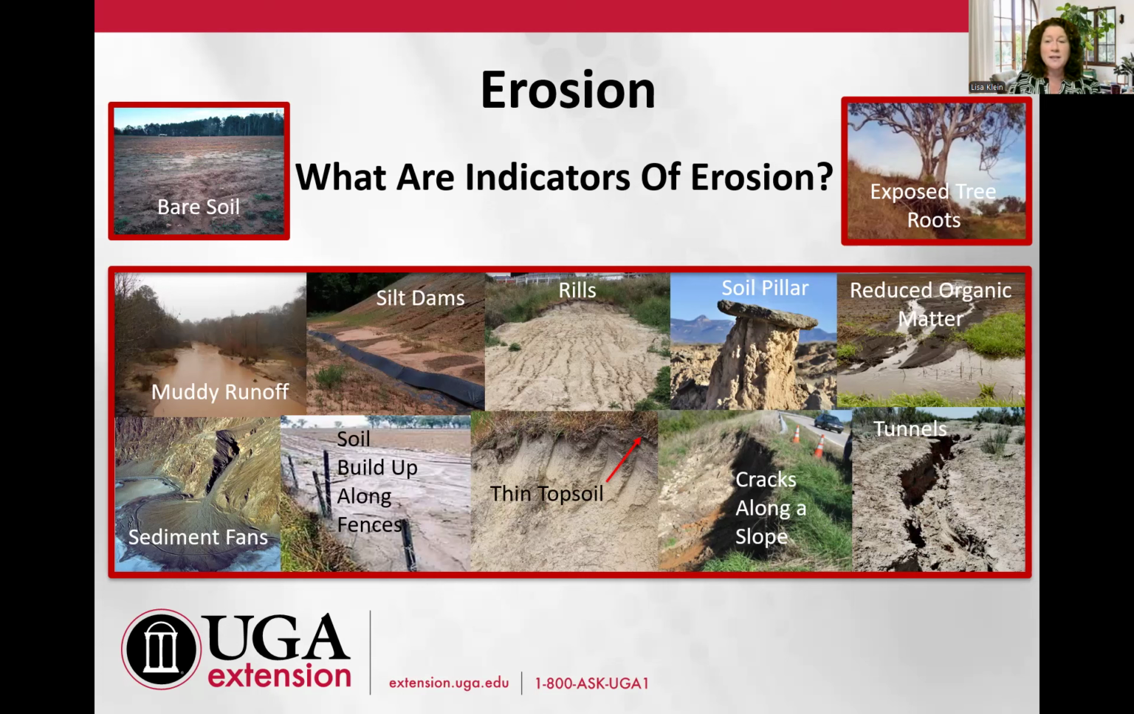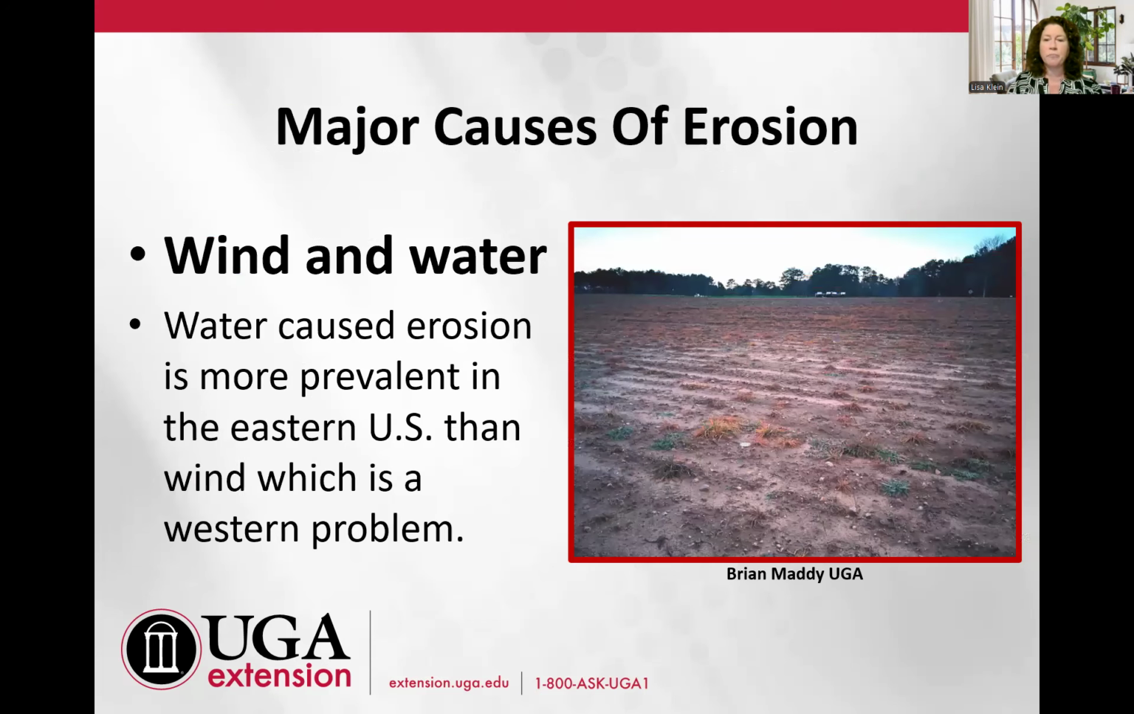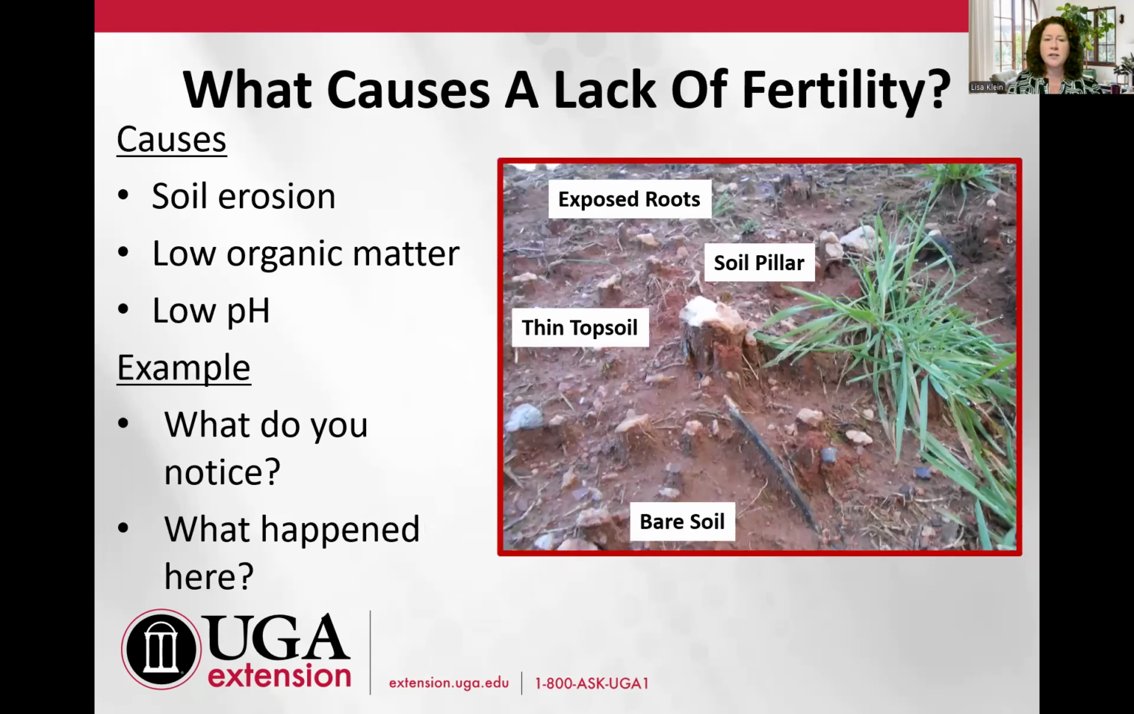You see sediment fans, same thing, soil buildup along fences on a low area. You can see a very thin topsoil. Again, we don't have a lot of topsoil here, so you got to really take care of what you have. Cracks along a slope and tunnels, things like that. Water will find a way, and it may find its way underground first. So just know that. Wind and water, those are going to be your major causes of erosion here. More prevalent here than out west.